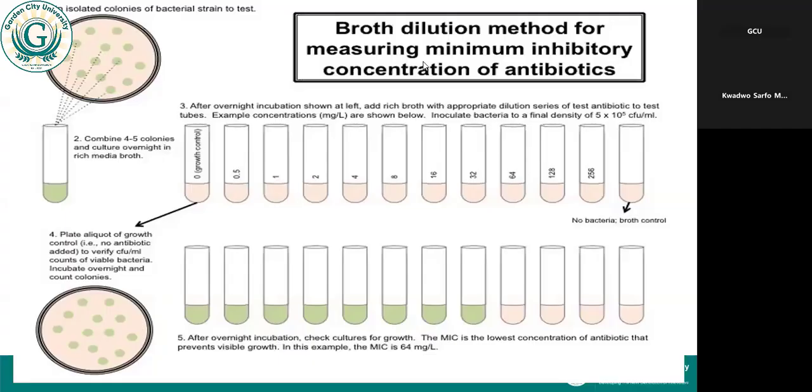Is it clear now? Yes, sir. So please, it means you can either use the plate or the turbidity, which is like the tube. Yes, any is fine. It depends on the resources of the lab.